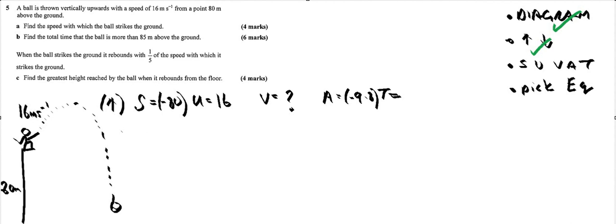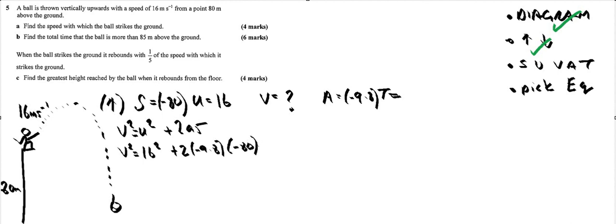And if I use V squared equals U squared plus 2AS, that means that V is the thing that I don't know. U is 16 squared plus 2 times minus 9.8 times minus 80. And that means that V is equal to 42.7, or about 43 meters per second. And that is A.